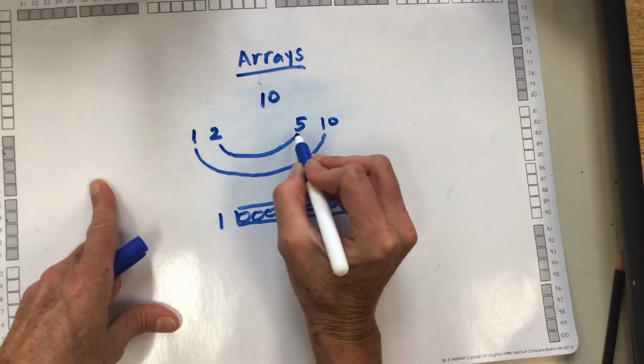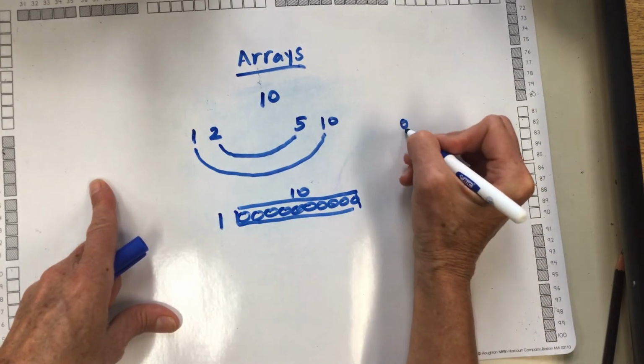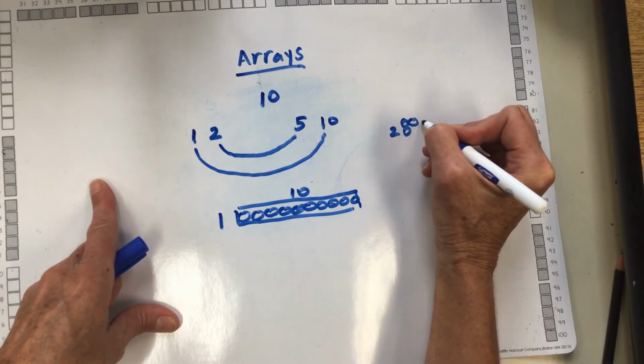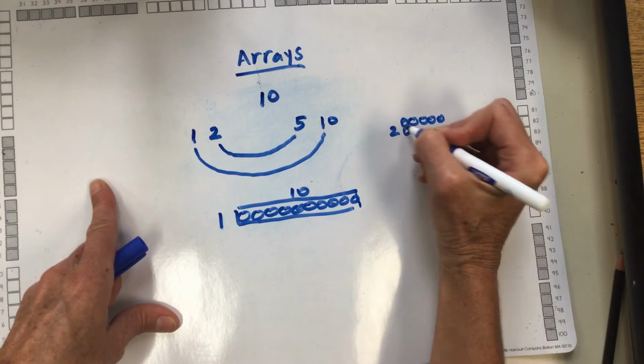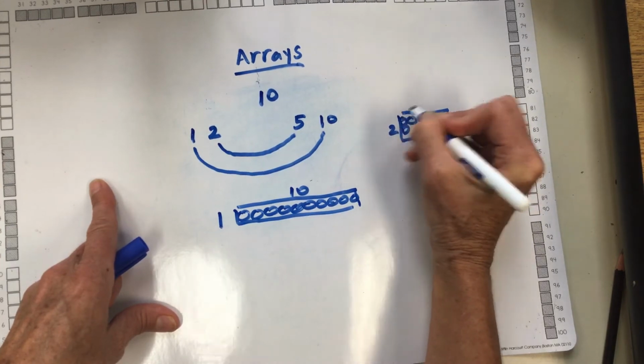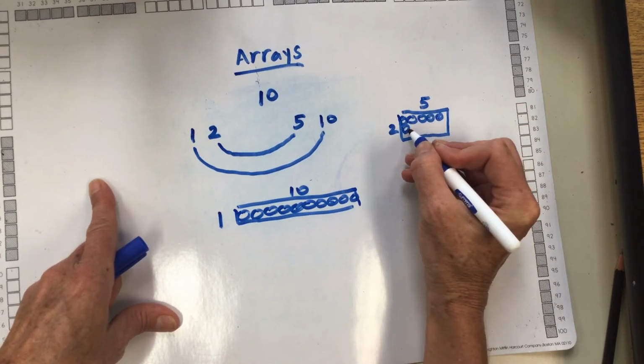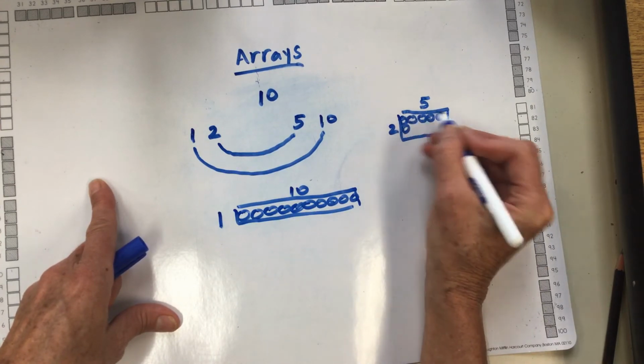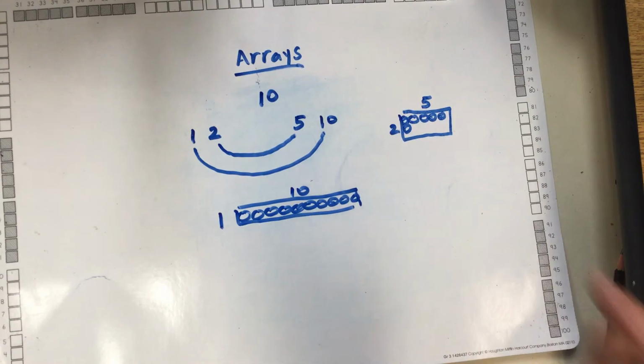My second array is going to be a 2 by 5. So I'm going to have 2 rows, and I'm going to have 5 in each row. So 1, 2, 3, 4, 5. Okay, it's a 2 by 5. Notice I don't have some in my second row because I just used my top. It's my fast array, a fast way of writing it, so I don't have to write all those little circles.